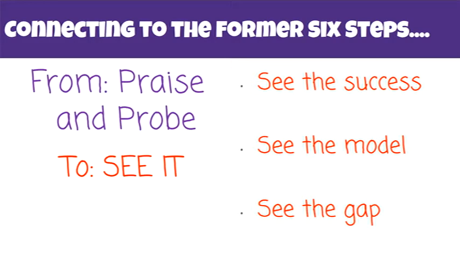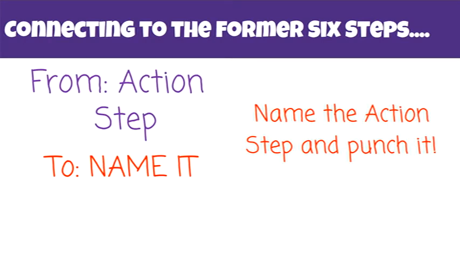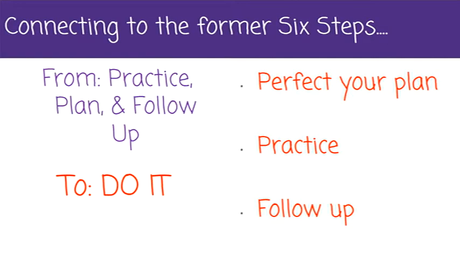So we're going to connect those. So you have praise and probe, which is now see it. We want you to see the success, see the model, and see the gap. Action steps are now name it, take the action step and punch it. And practice, plan, and follow-up are now do it. And then we want you to perfect your plan, practice it, and follow up. So see it, name it, do it. Those have replaced the 6 steps.